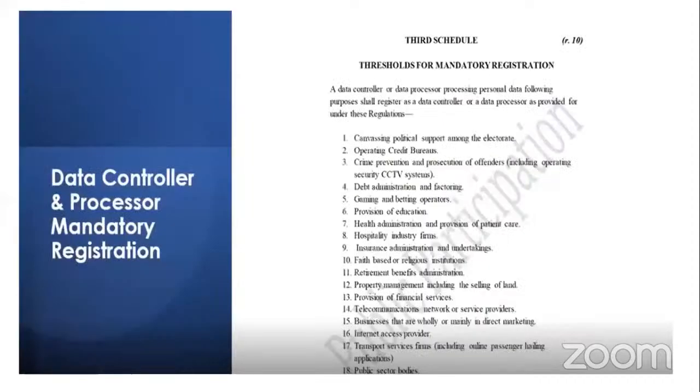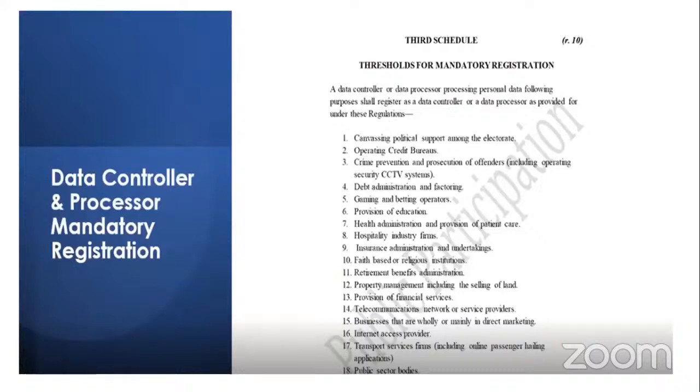There's another form that you also need to fill and submit to the Data Protection Commission. Then we have the thresholds for mandatory registration. Whether you're a data controller or data processor, there's a mandatory registration that you must adhere to. Here are some of the things I captured from the third schedule that has been put into force. One of them is if you're, for example, operating a credit bureau, you must be registered, and you must state what you're doing there.